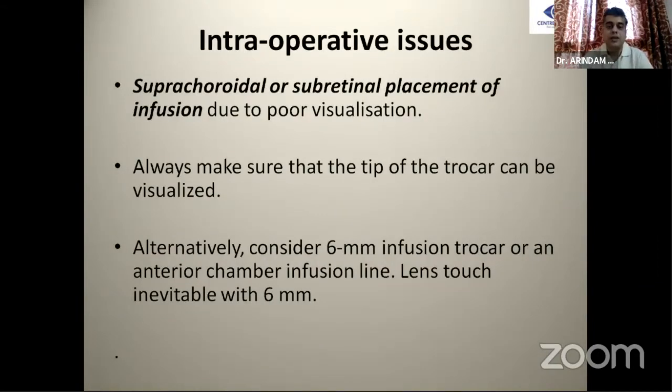Other issues during the surgery could be suprachoroidal or subretinal placement of infusion due to poor visualization. So always make sure that the tip of the trocar is well visualized. Alternatively, a 6 mm infusion or an anterior chamber infusion line may be considered.